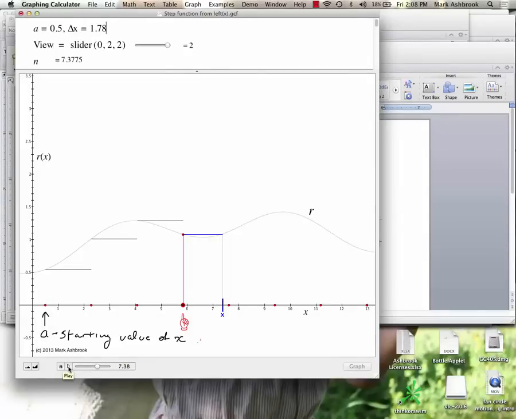I'm going to pause it. We think of x increasing, but we can think about pausing x as it increases. So I want you to find, however you can, exactly what that value is right there. If my starting value is 0.5 and my delta x is 1.78, what is the value that the finger is pointing at? That's the x value of the left side of the current interval. Find it however you can. Go.